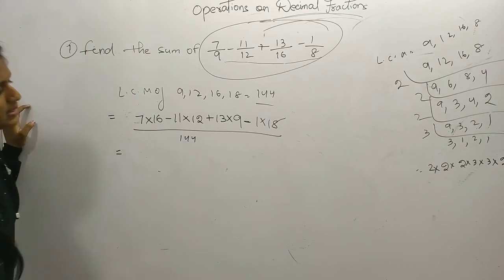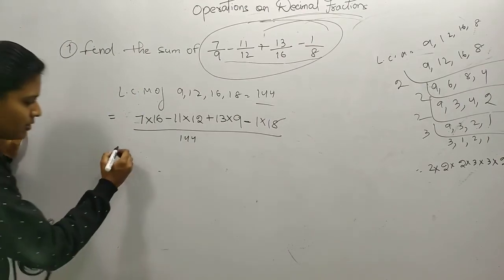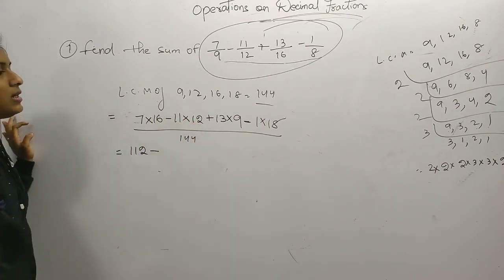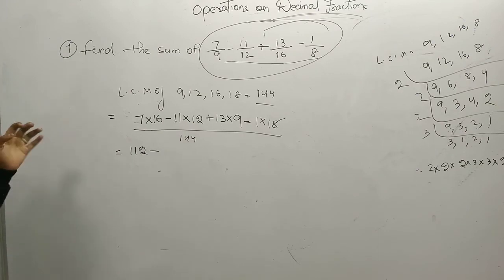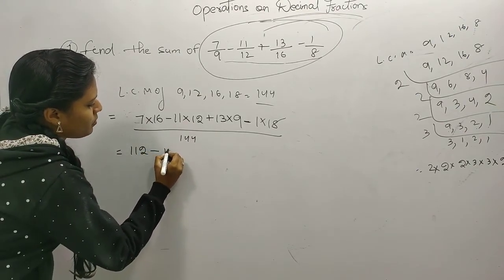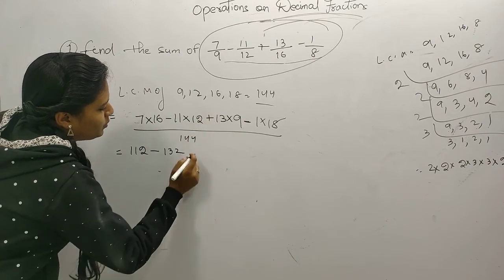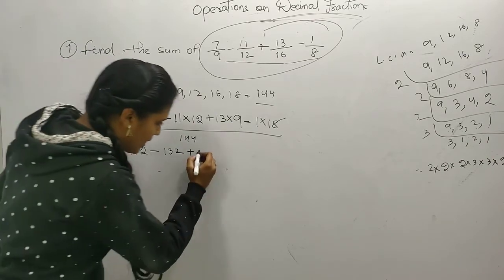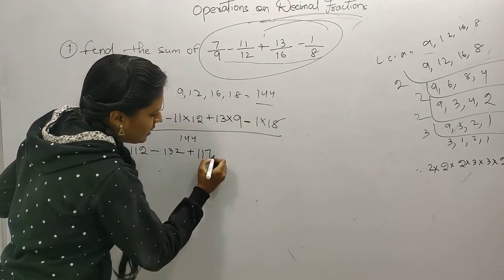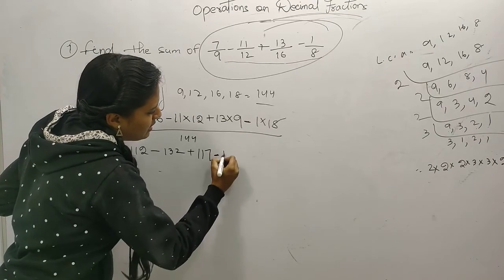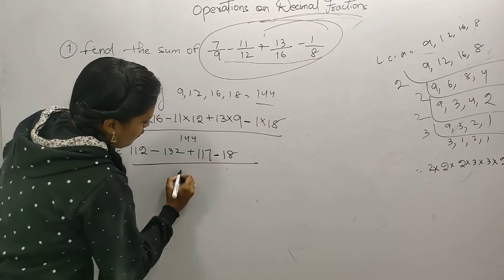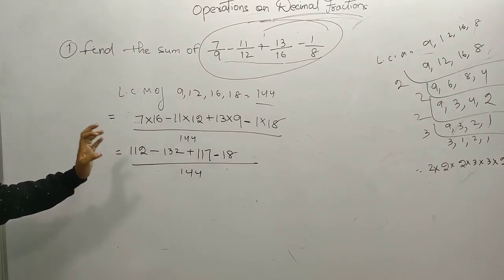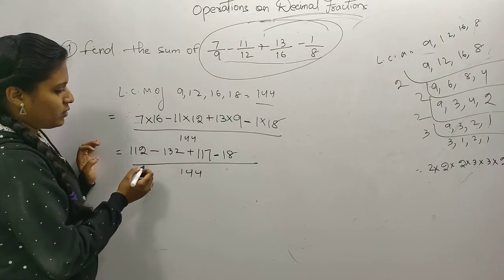Now we have to solve. 7 into 16, how much is 16 7s? 112. Minus stays minus. 11 12s, how much? 132. Plus stays plus here. 13 9s, how much? 117. Here minus, so you will keep minus here. 18 1s are 18, over 144. By multiplying this, we got these values.